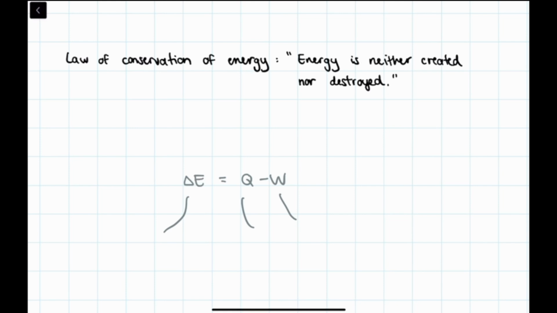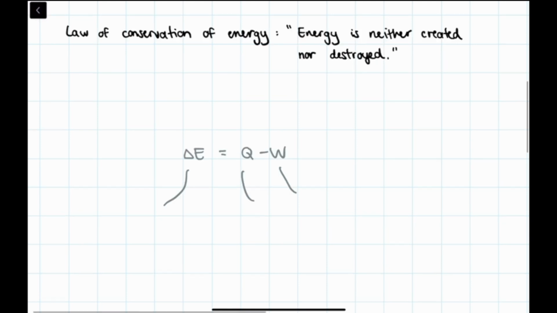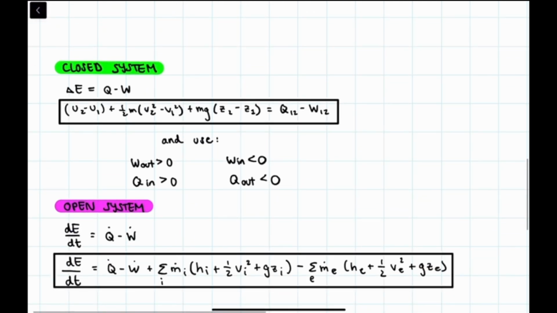Now, in order to solve problems on the first law of thermodynamics, we're going to need to be familiar with two different situations. So we can either have a closed system or an open system. So let's take a look at their corresponding formulas. So for a closed system, we can see our previously mentioned formula over here and its transformed version.